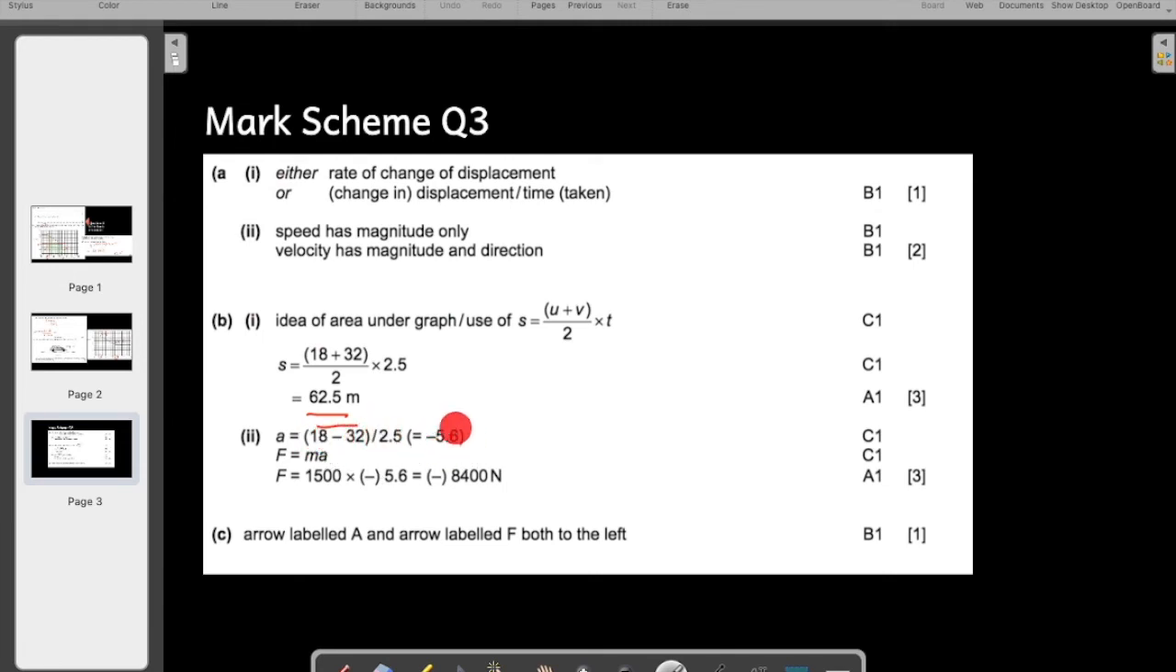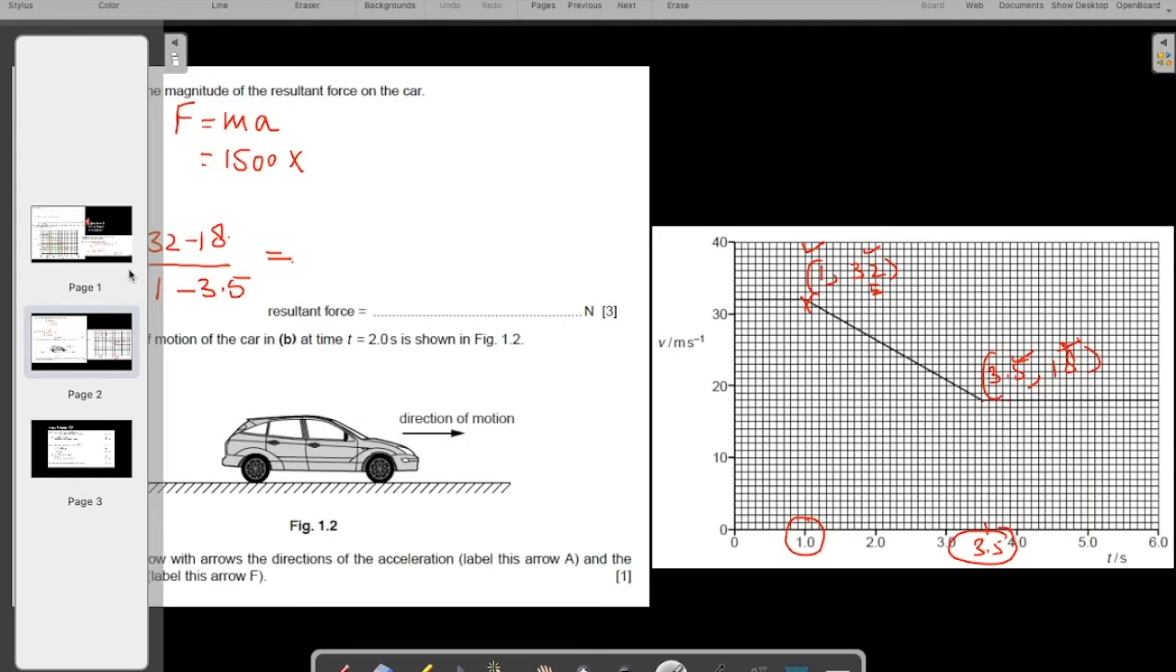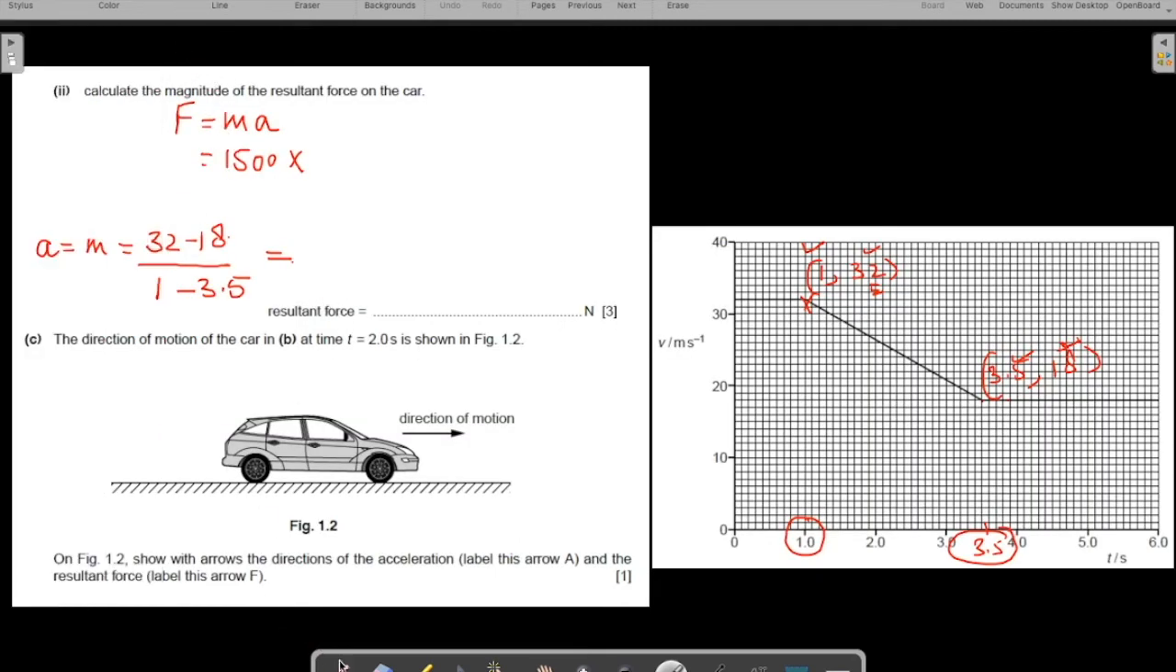Minus 5.6. Acceleration should come out as a negative number, minus 5.6 meters per second square, and this tallies with the understanding of acceleration as well. Why does it tally? It is a downward going slope, a negative slope. Deceleration is happening, and the question also says that the brakes were applied. Brakes were applied means the speed of the car was reducing, it was decelerating.